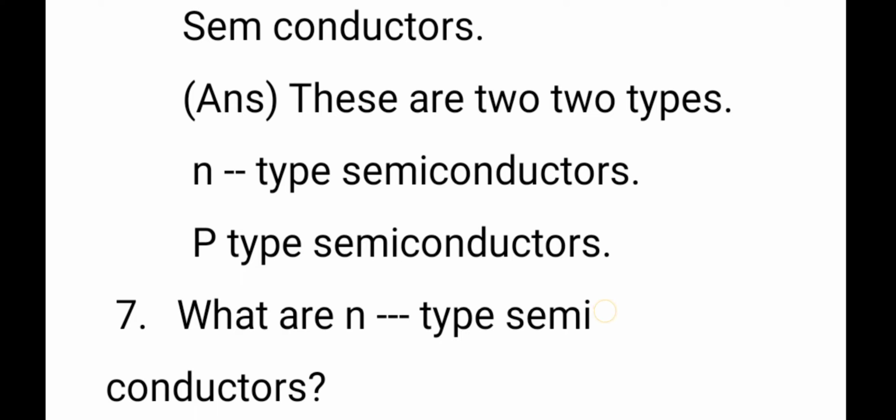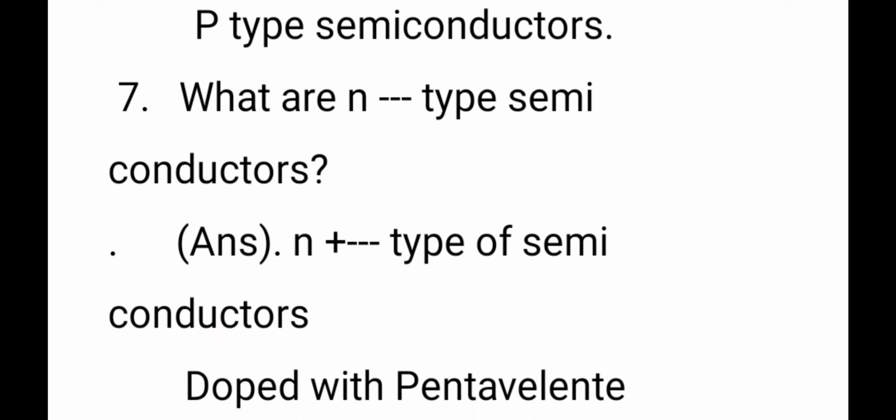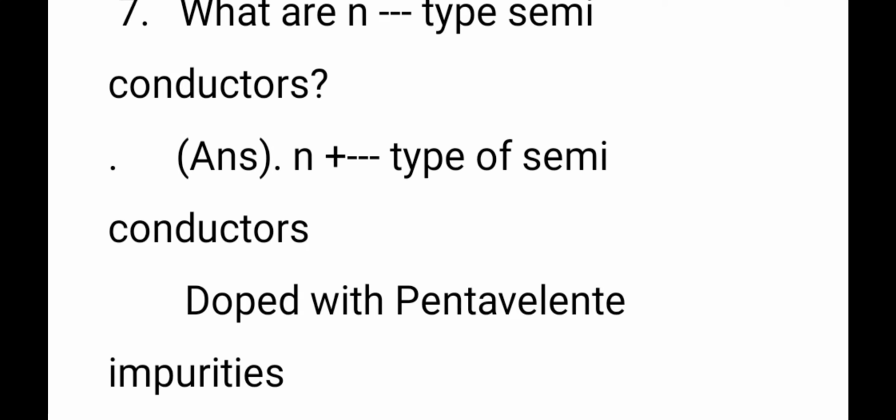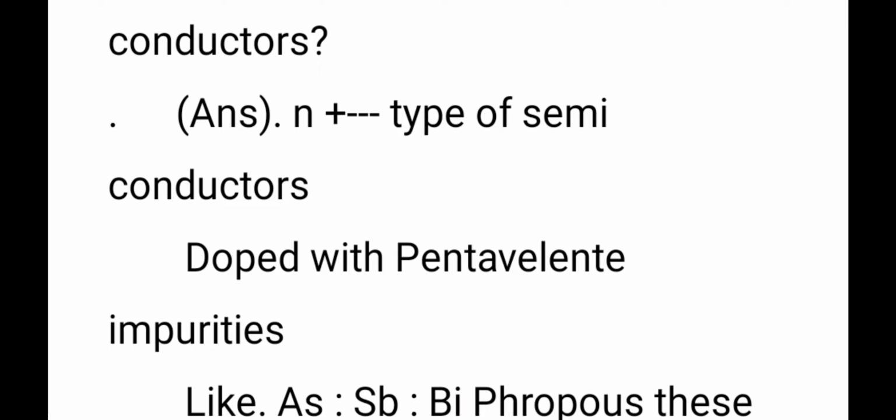Next question, what are N-type semiconductors? N-type semiconductors are doped with pentavalent impurities. What is meant by valency? The outermost unpaired electrons are responsible for chemical reactions. So that is the pentavalent.